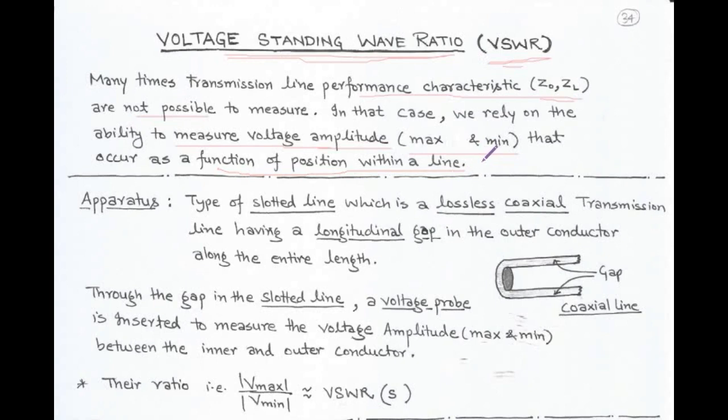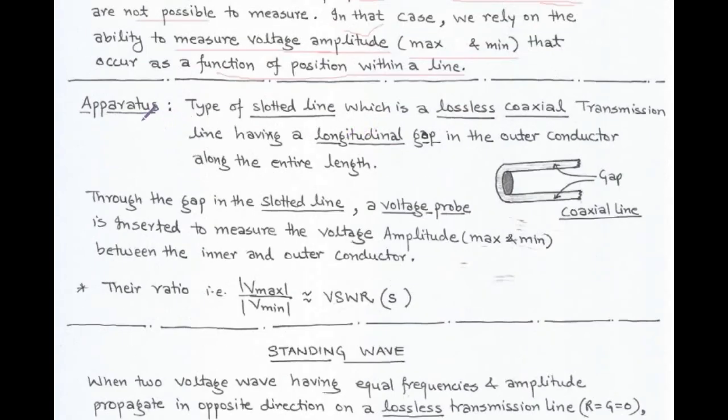And to determine the voltage amplitude in the form of maximum and minimum value, we use an apparatus. This apparatus is a type of slotted line, which is generally a lossless coaxial transmission line having an inner conductor and an outer conductor. Between the inner conductor and outer conductor there is a gap. This gap is called a longitudinal gap, which is along the entire transmission length. Now through this longitudinal gap we insert a voltage probe to measure the voltage amplitude in the form of maximum value and minimum value, that is between the inner conductor and outer conductor.